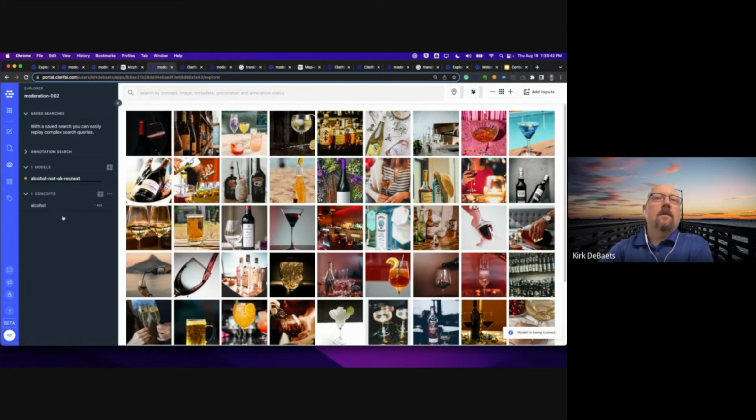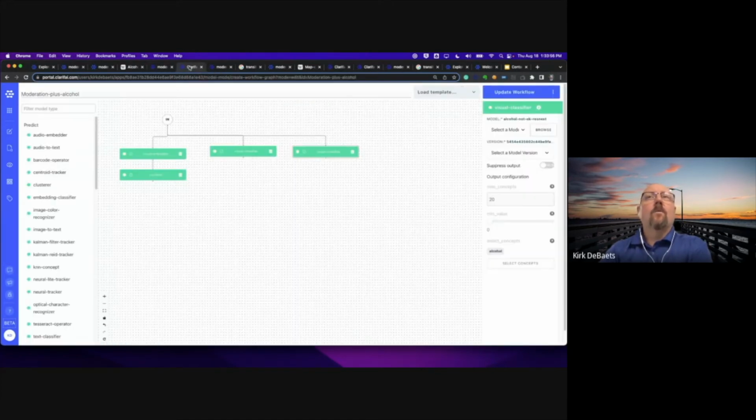When I go in and train that model, it's going to combine all of these so that the system starts to understand what alcohol is. Once that model is finished training, we have the ability to add it to the moderation model. What you're looking at here is the model builder. When an input comes in, we do visual embedding and clustering so that we can use those images for visual search. While it's a very powerful function in the platform, it's not something we're going to be addressing today.